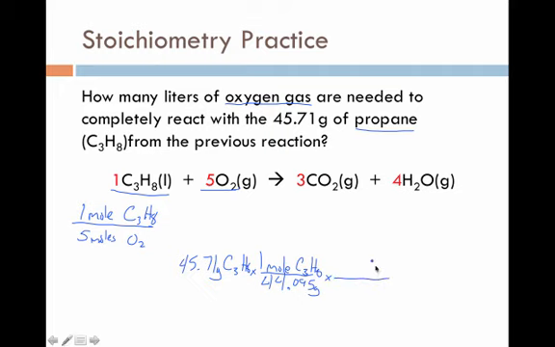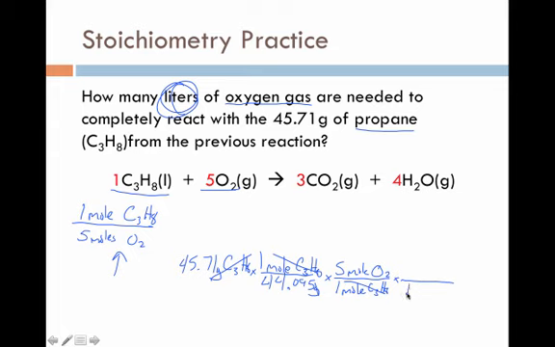That gets us into moles, and again the reason we want to get into moles is so we can use our mol-to-mol ratio. It turns out for every 1 mole of C3H8 we get 5 moles of oxygen gas. Grams here will cancel out with grams here. Moles of C3H8 will cancel out with moles of C3H8. And this is where we stopped in the previous problem, but this problem is a little bit different because this problem asks for liters of oxygen gas, not moles. We've got to do one more step.